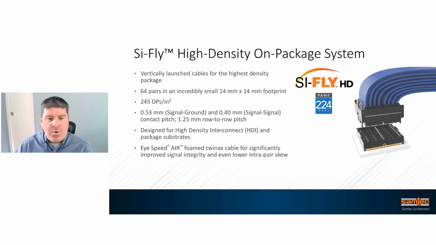The latest solution that we're working on and we're really excited about is what we call our SciFly HD. SciFly HD is our first ASIC adjacent 224 gigabit per second interconnect solution. In a small 14 millimeter by 14 millimeter footprint, you can get 64 differential pairs. This also allows for the highest density interconnect solution that we offer, 245 differential pairs per square inch.